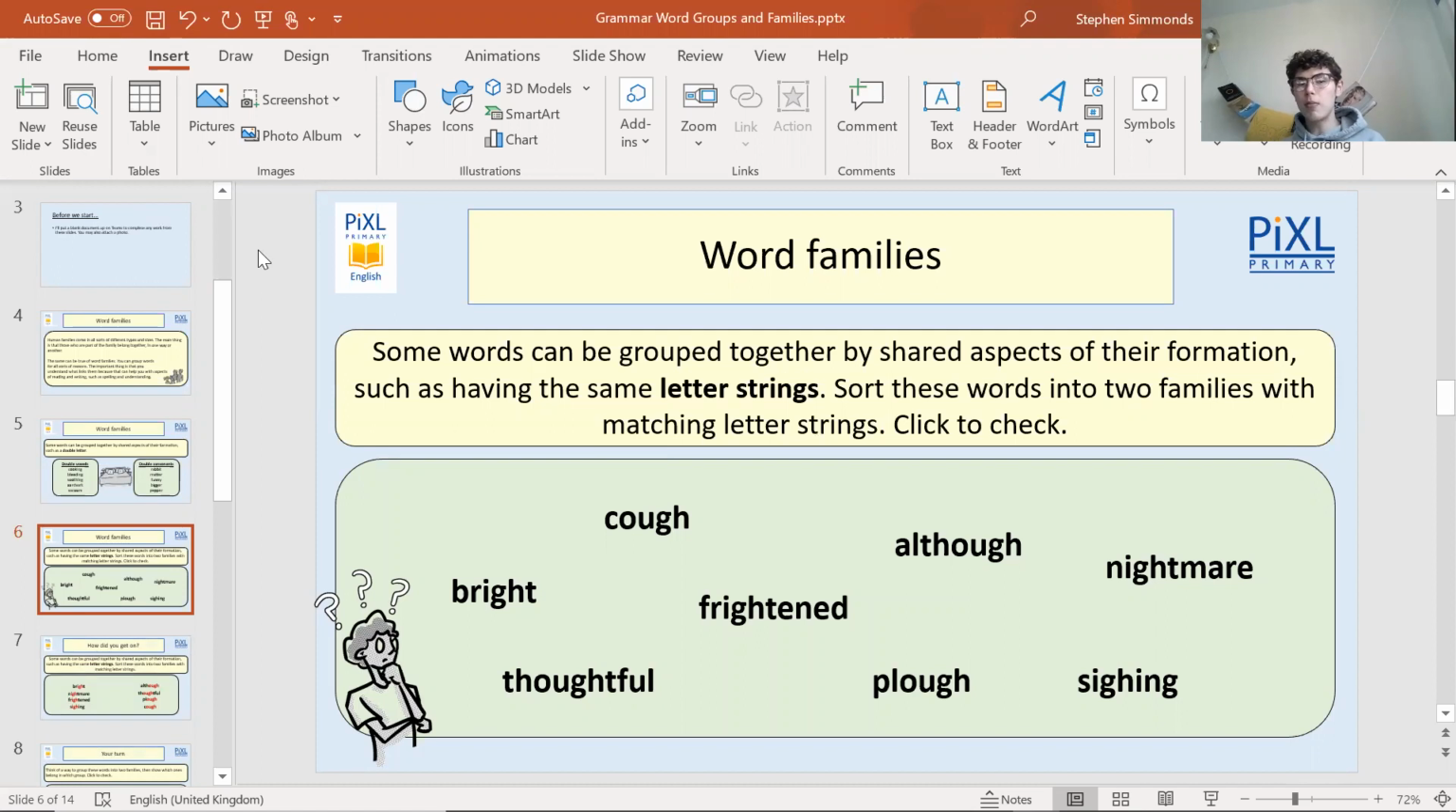Some words can also be grouped together by shared aspects of their formation, such as having the same letter strings. So try and sort these words out into two different families with matching letter strings. I'll give you a moment to pause it, and then I'll show you the answers after. So have a go.